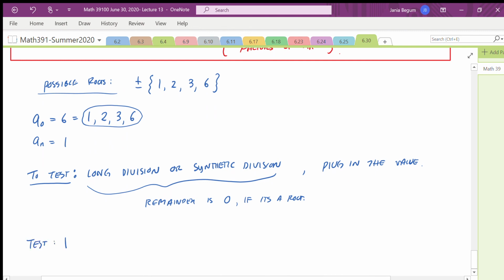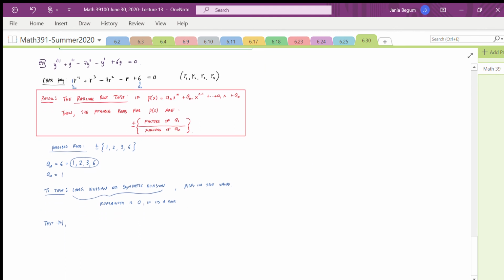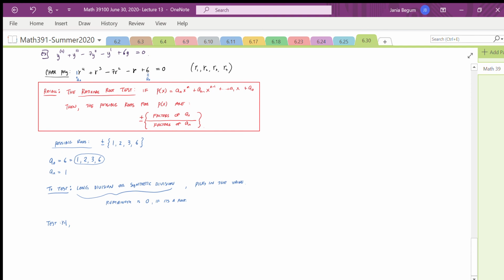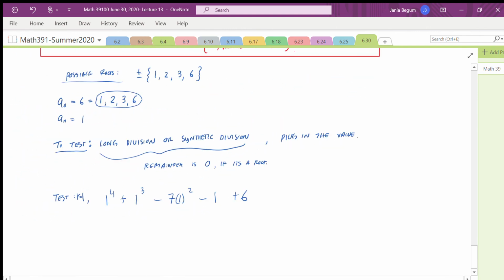1. Let's do 1. r equals 1. So I'm going to plug into the original equation, which was r to the 4, so 1 to the 4, which is 1, plus 1 cubed minus 7 times 1 squared minus 1 plus 6. So I plug it into the characteristic polynomial, and I want to see if this is equal to 0. Is this true?